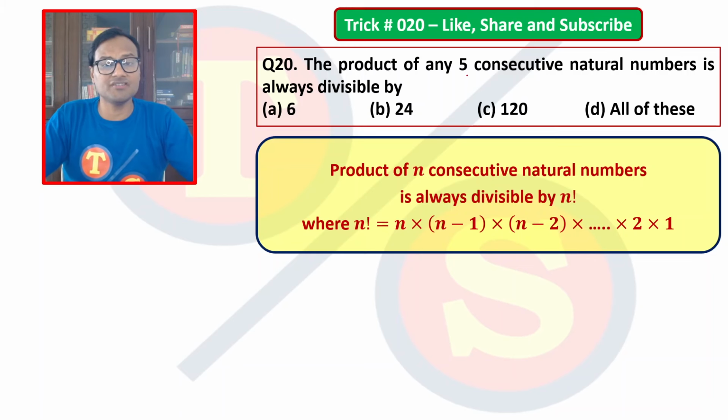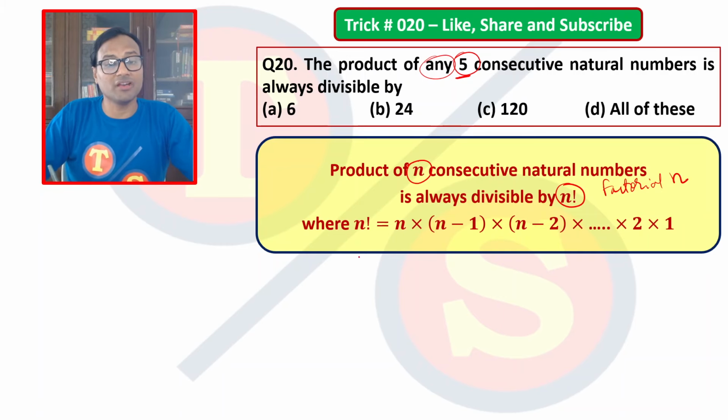Question number 20: the product of 5 consecutive natural numbers is always divisible by which number, right? So if you take 10, 11, 12, 13, 14, and multiply them, or if you take 19, 20, 21, 22, 23, and multiply them, this product will be divisible by what? So always remember that the product of any n consecutive natural numbers is always divisible by factorial n, or n factorial.